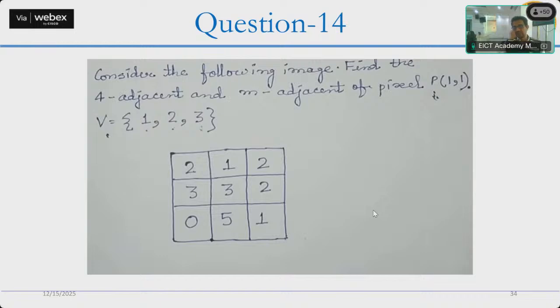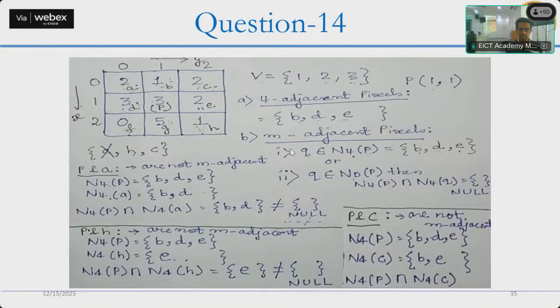Another problem: consider the following image, find the 4-adjacent and the M-adjacent of pixel 1 1. Where is the pixel 1 1? Remember, it is always defined in the context of the capital V, the allowed values set. So can you find the 4-adjacent and M-adjacent of the pixel? It has been shown here that the coordinates are mentioned 0, 1, 2.